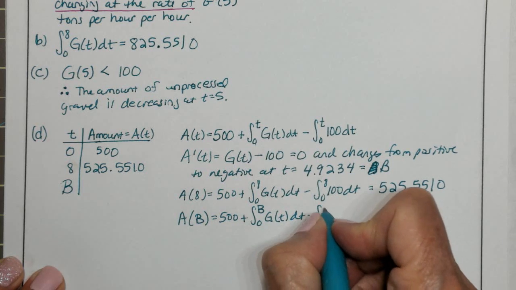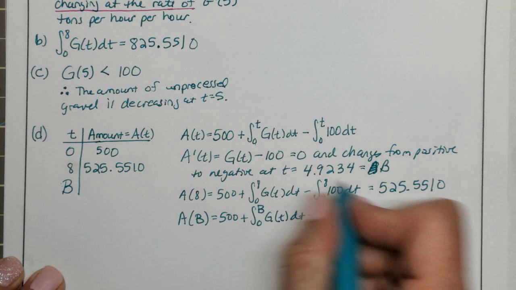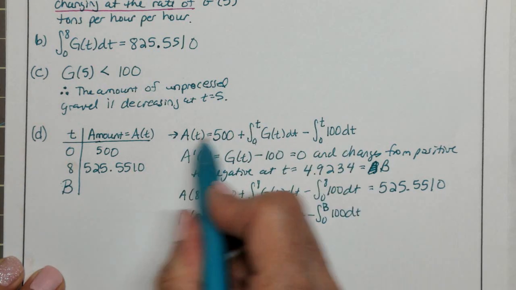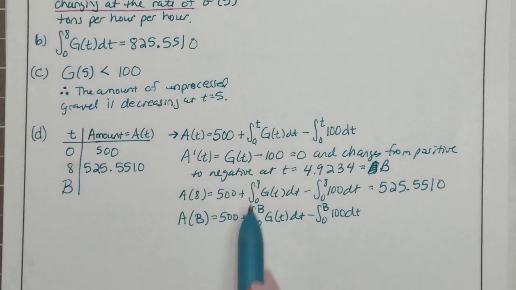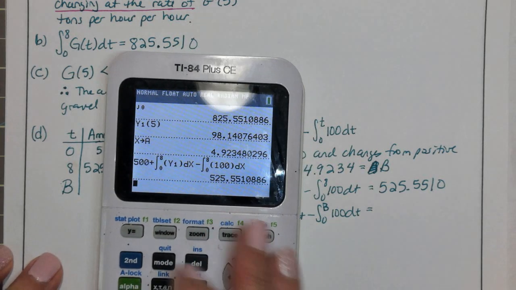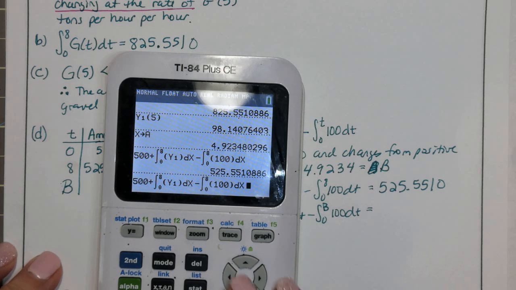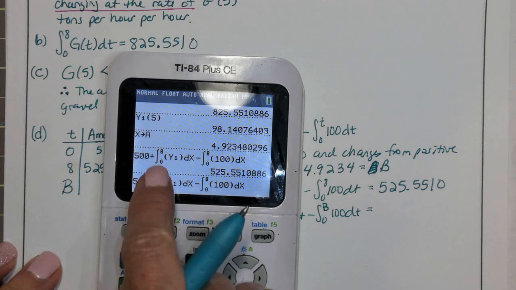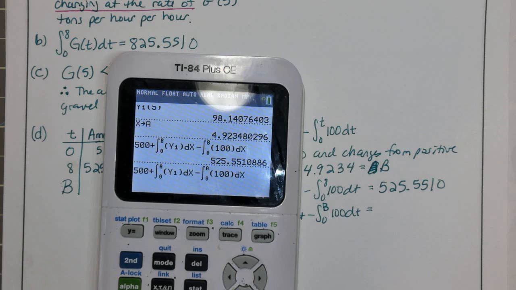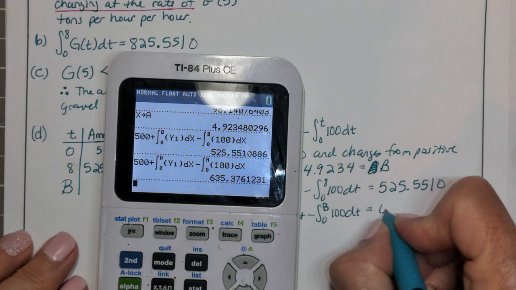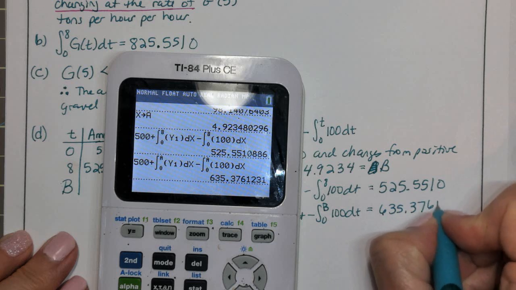And I really do not have to rewrite this because I wrote this right here. Since I wrote this right here, I'm telling how I got all of these values. So I really don't have to rewrite these two steps here. But for the sake of you and your notes, that's exactly what I'm doing. Now I'm going to come up here and change this boundary. I'm going to change it to A because that's what I stored it in for. And I get 635.376.